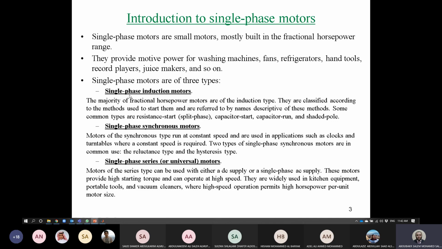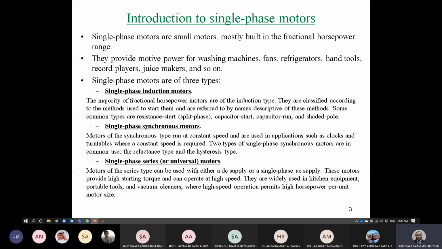First category is the single phase induction, and this is what we are going to discuss inshallah during this topic. The majority of fractional horsepower motors are of induction motor type. Why شباب induction? Because it's very easy to be controlled and also to be manufactured. The rotor is very easily designed and manufactured in workshops or in factories, okay?